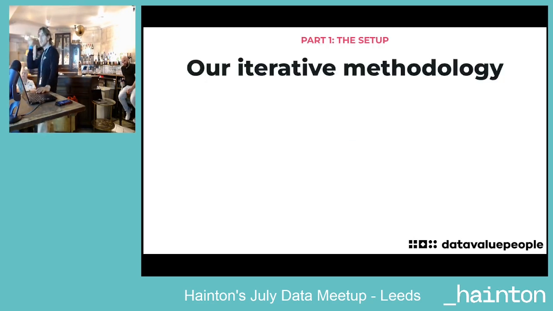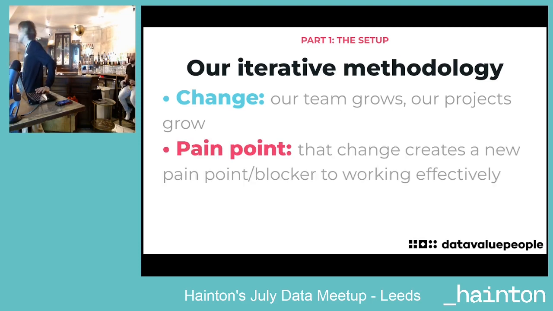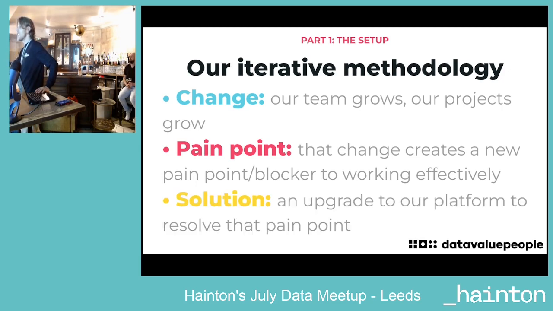Okay, so this is going to be our methodology throughout building this platform. For each stage of the platform, we're going to go through this cycle. We're going to identify a change: the team is going to grow or the project is going to grow. We're going to identify a pain point that change has created, and I'm going to suggest a solution for fixing that pain point. This is going to be repeated as we build up the platform.